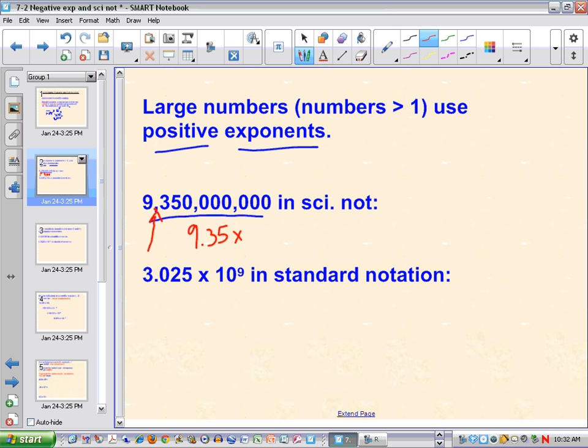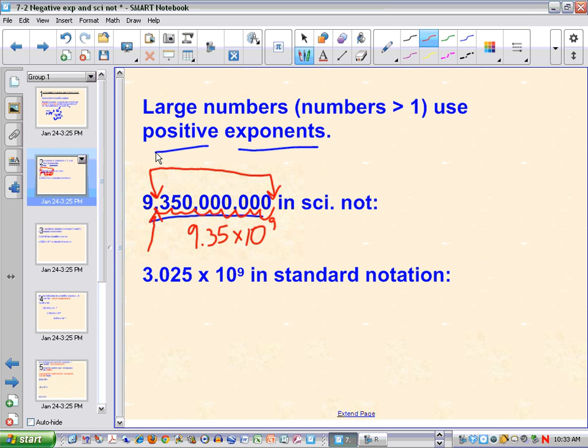We already know it's going to be a positive exponent. We just have to figure out what it is. So, we say it's going to go here. So, let's count from there all the way over to the end here. That'd be 1, 2, 3, 4, 5, 6, 7, 8, 9. So that's 9.35 times 10 to the 9th.